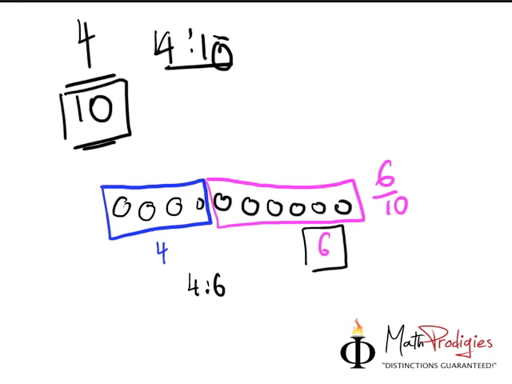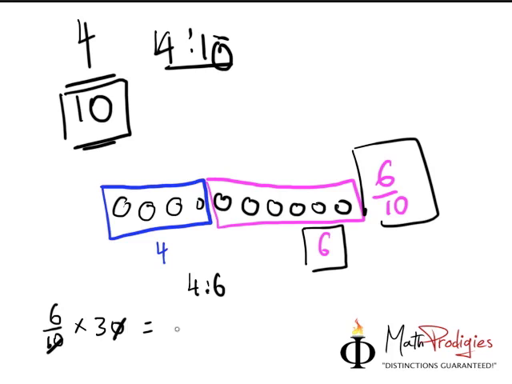So all you have to do is simply take 6 out of 10, like I have already written here. I'm going to write it over here. 6 out of 10 times how many kids are there? 30. So cancel here, you get 6 times 3, which is equal to 18. So 18 of them are girls. That is it. It's very simple.